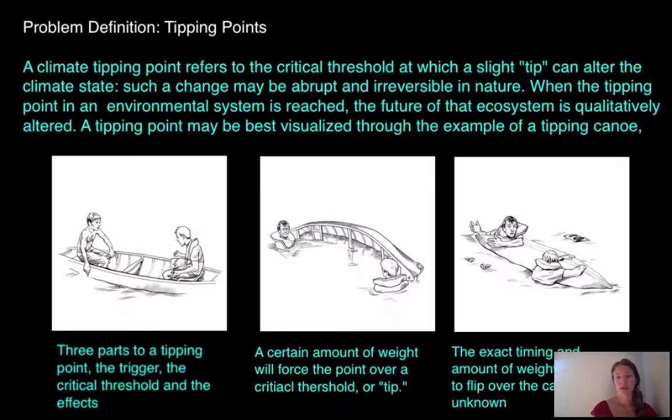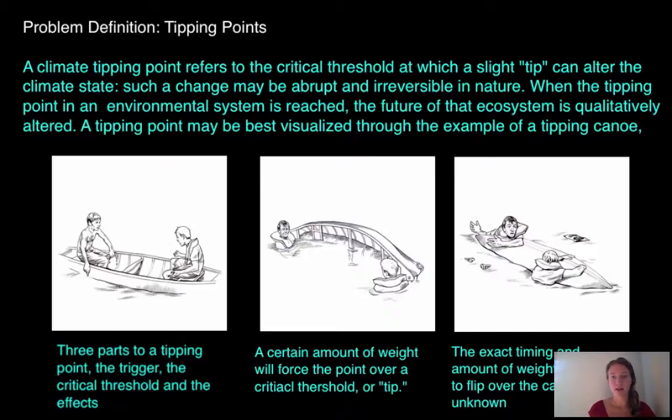A climate tipping point can be thought of a lot like flipping over a canoe. There are 3 stages: the trigger, the tipping point, and the critical threshold. In the canoe, the amount of weight leaned over to flip the canoe is the trigger. The tipping point is the exact moment that the canoe flips over. And the critical threshold is the amount of weight or force that makes the canoe tip over. So the exact timing and the exact amount of weight to flip over the canoe is unknown.